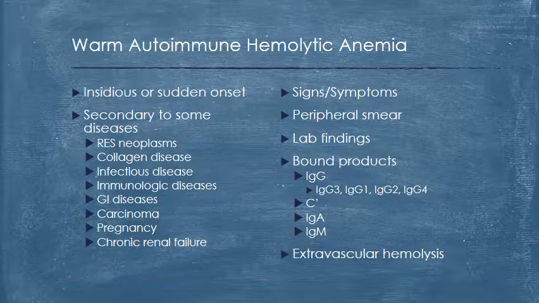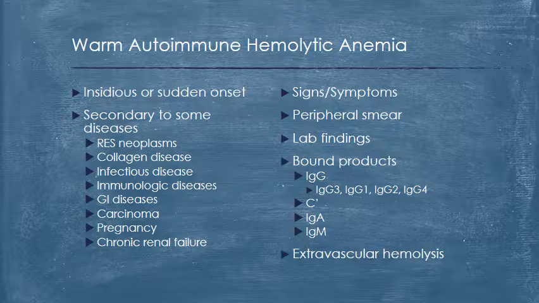Now, what are the signs and symptoms? Well, hemolytic anemia, what are those signs and symptoms? Same thing: pallor, weakness, dizziness, potential difficulty breathing, jaundice, fever, and then your peripheral smear. What's that going to look like? You're going to have polychromasia, macrocytosis from all those young cells, reticulocytosis.